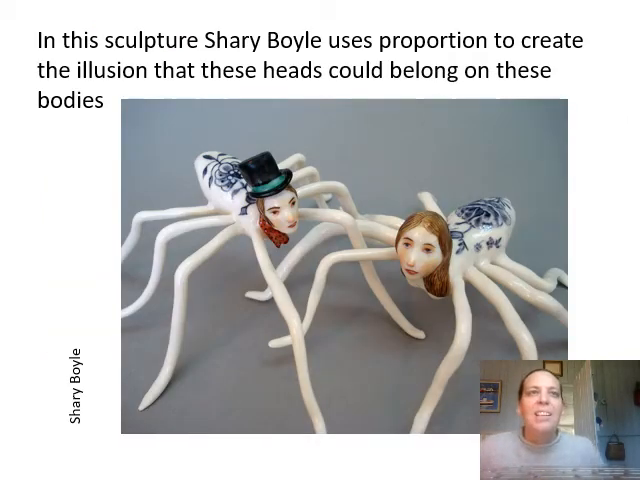Here's a sculpture by Canadian artist Sherry Boyle, and here she uses proportion to make us kind of believe that these heads and bodies might belong together. You know, we know they don't, but she's creating a unity here by matching these proportions.